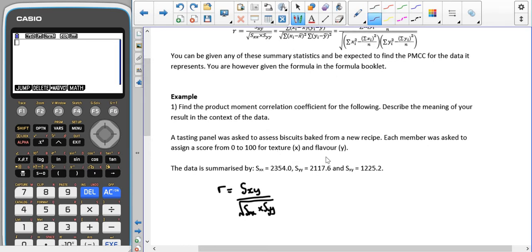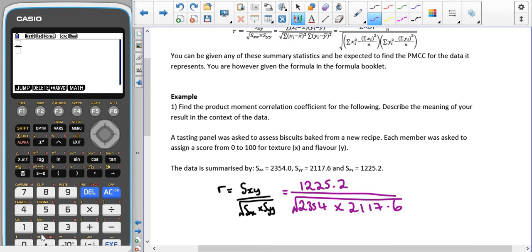Substituting in our values from the question, that gives us SXY, which is this value on the end here, is 1225.2 divided by the square root of SXX, which is 2354, times SYY, which is 2117.6. Then we can put this into our calculator.